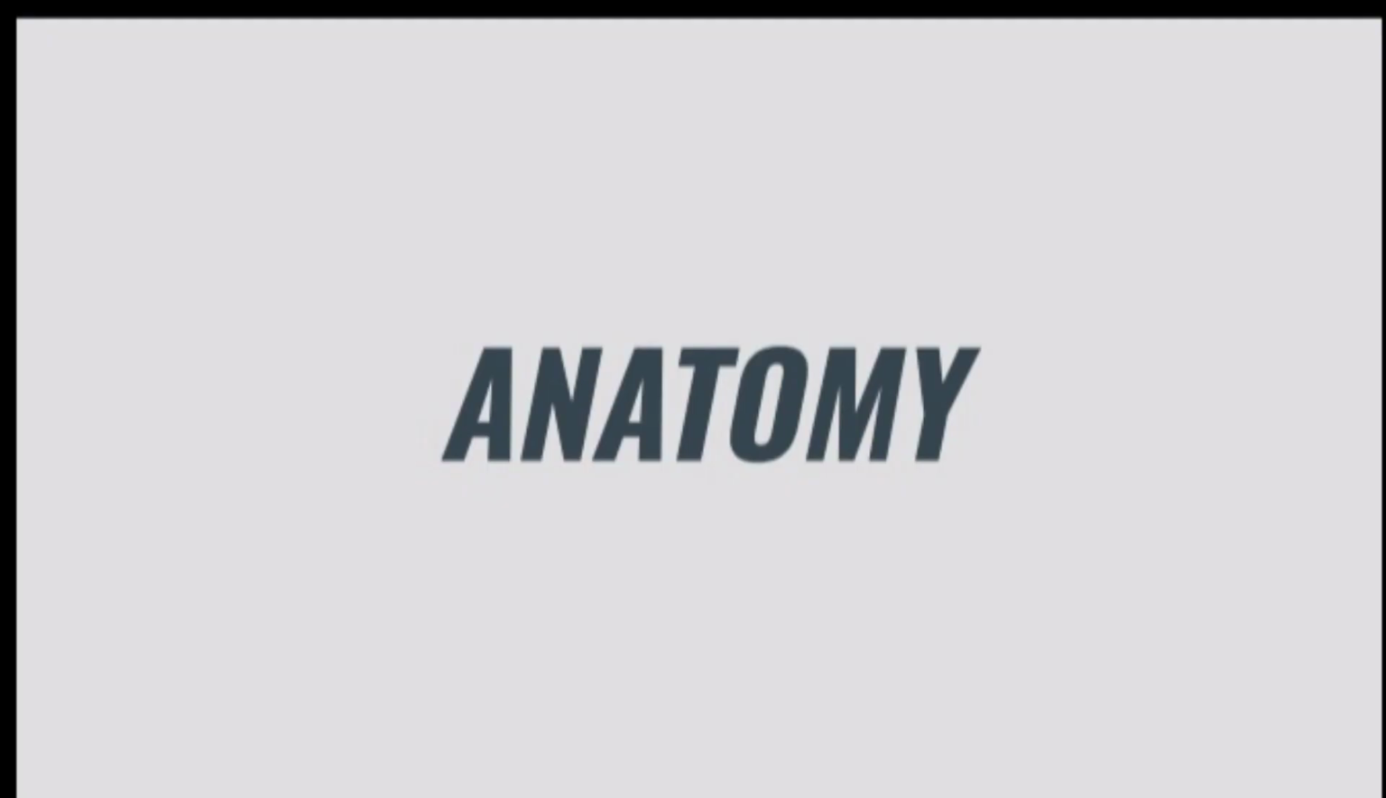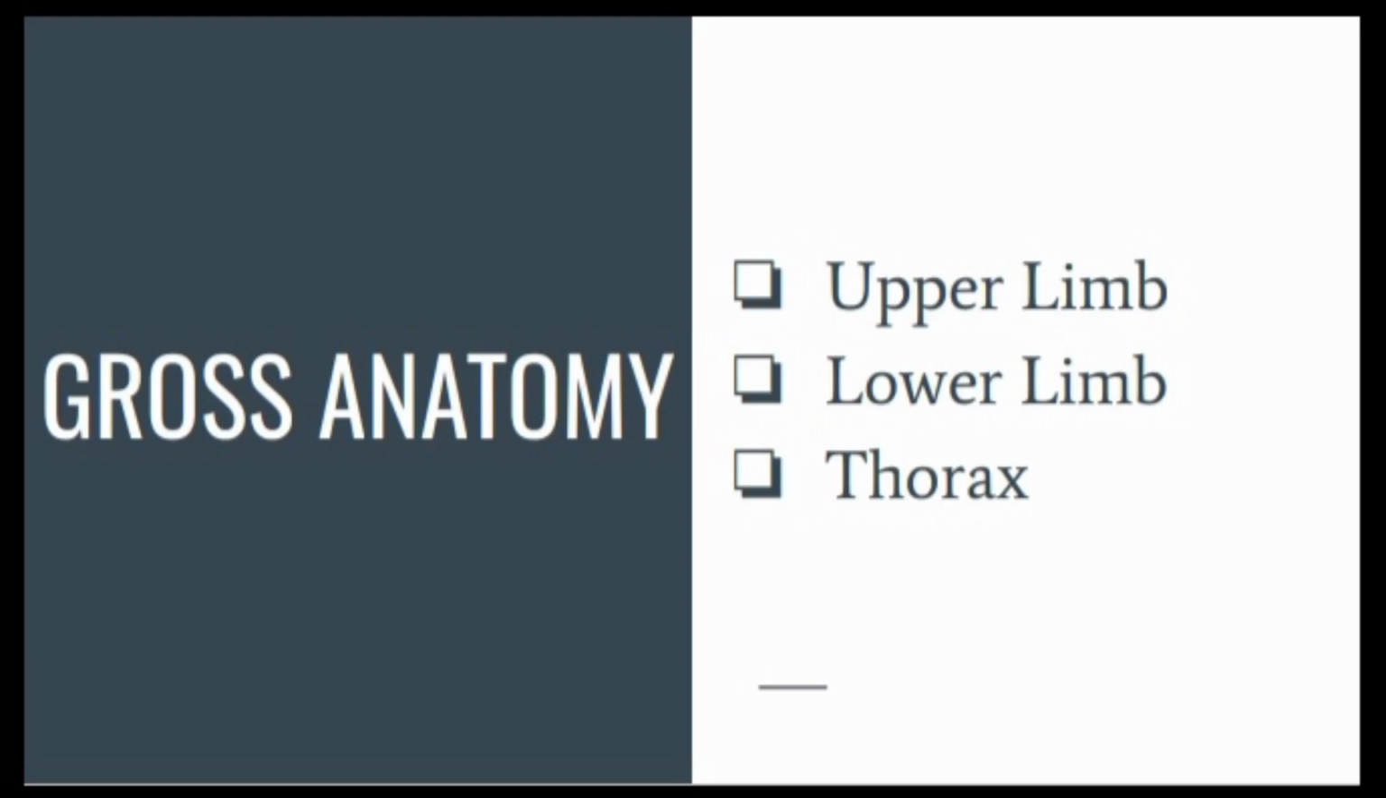First we will be looking into the syllabus for anatomy. The gross anatomy for first year MBBS includes upper limb, lower limb and thorax, the three regions of the human body. And in gross anatomy, you basically need to learn how to identify different structures on a cadaver.